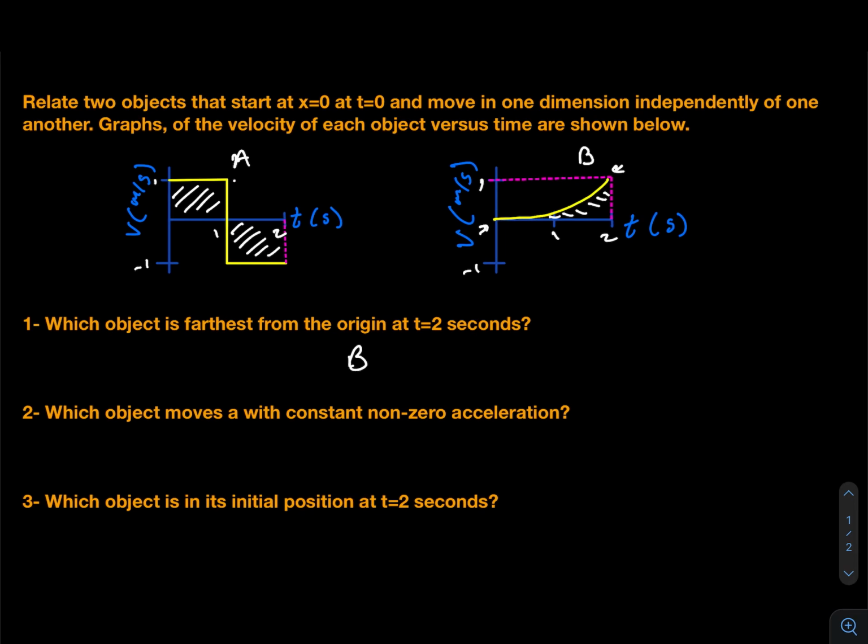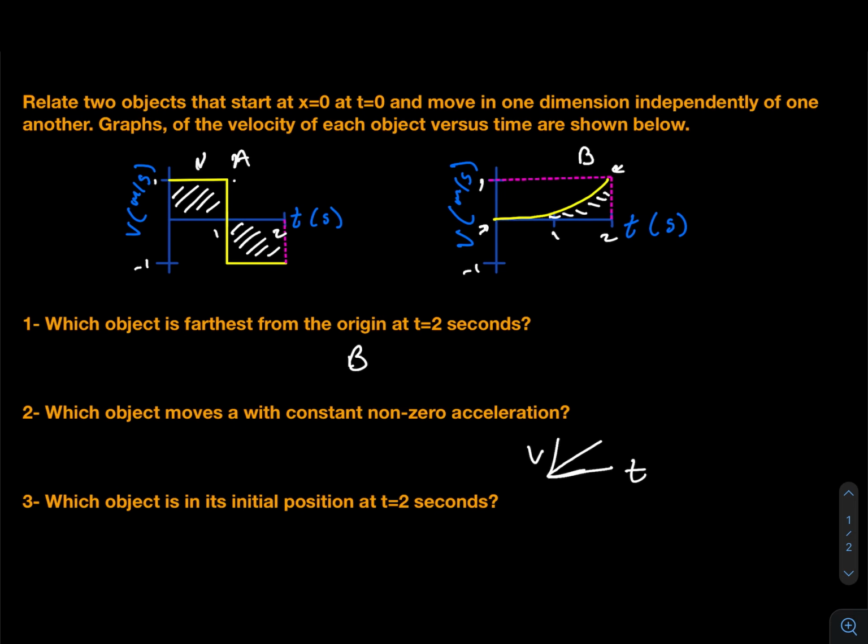Which object moves with a constant non-zero acceleration? What it's saying is, which one of these is moving at a constant acceleration that's not 0? So basically we're trying to figure out which one of these two is speeding up. If you know much about velocity versus time graphs, any sort of slope shows an acceleration, whether it's a positive slope, negative slope, whatever. But the slope has to be constant for the acceleration to be constant.